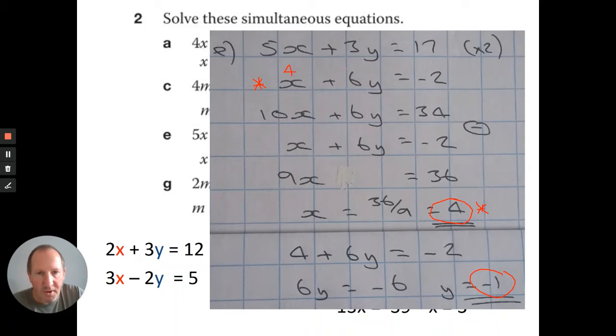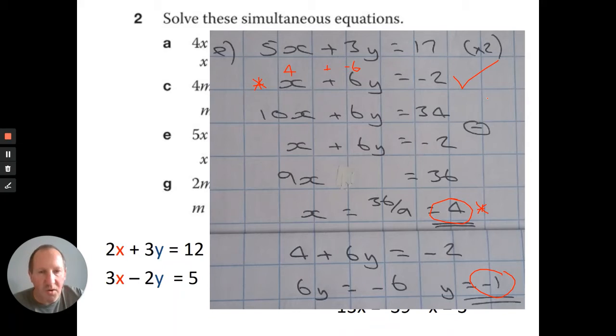So 6 lots of minus 1 is actually minus 6. So I'm doing 4 add on minus 6, which does give me minus 2. That gives me confidence I got those marks. Probably 3 or 4 marks in the exam. So well done.